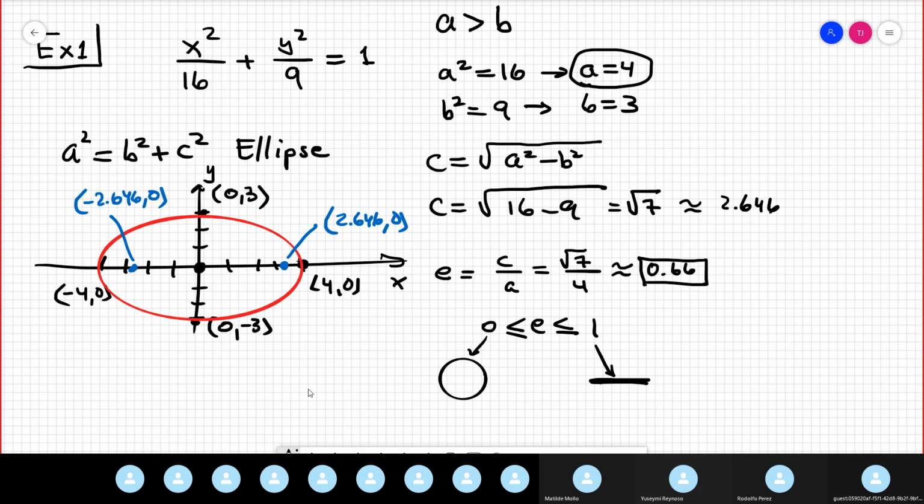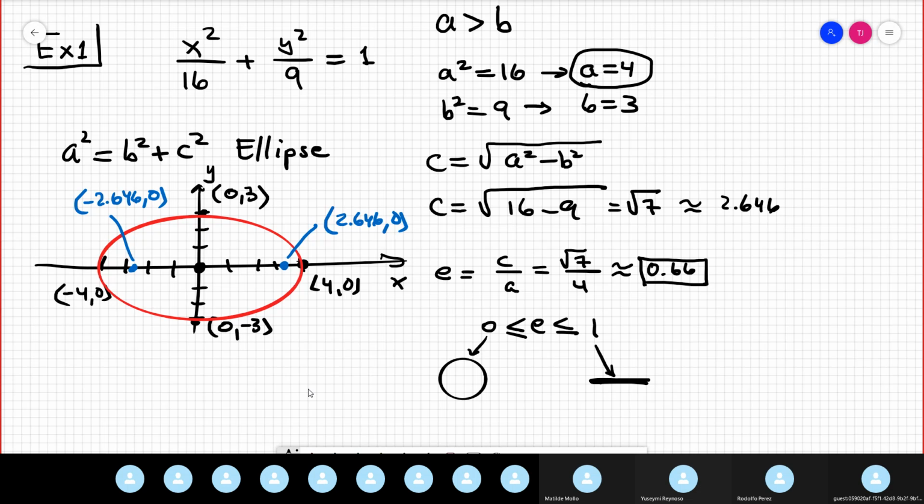Major axis or vertex is 0,5 and 0,-5. Foci is 0,4 and 0,-4. And the endpoint of the minor axis, or co-vertex, the name you want to call it, I prefer endpoint of the minor axis, is 3,0 and -3,0. End of the story, I finished.